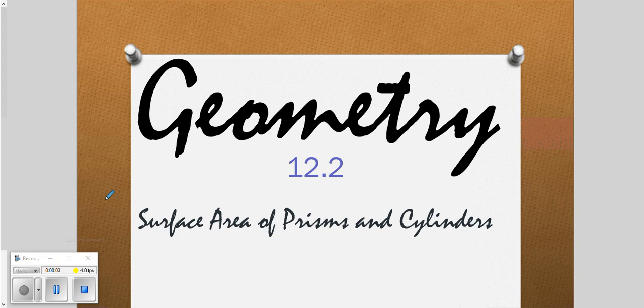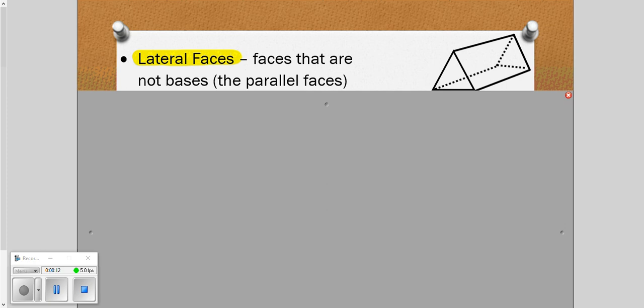Today's lesson is 12.2 on surface area of prisms and cylinders. Starting out with a little vocabulary, the first term of the day is lateral faces. These are faces that are not the bases, which are the parallel faces, as a reminder.